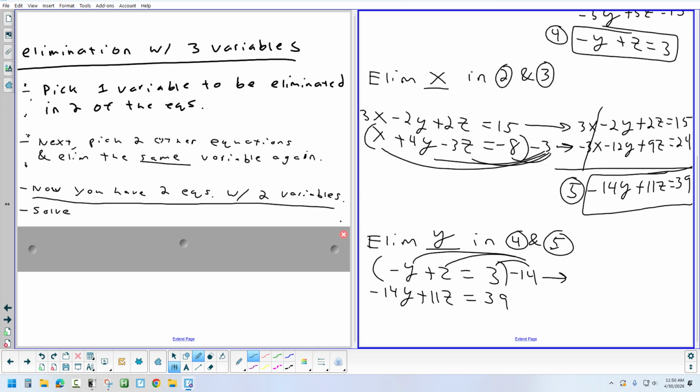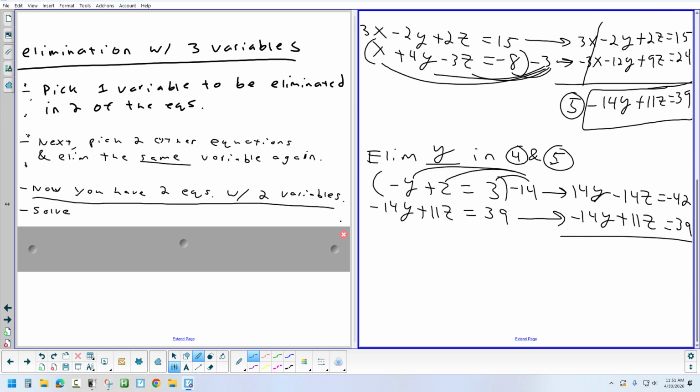Okay. What does the top equation become when you multiply by negative 14? Negative 14y. Negative 14z. Yep. Minus 42. And what happens to the bottom? Stays the same. Negative 14y plus 11z equals 39. Okay, add them up.